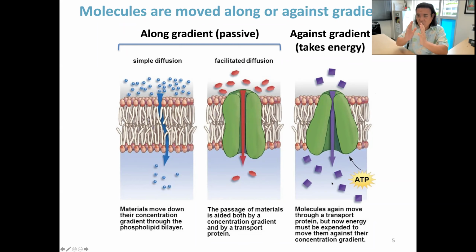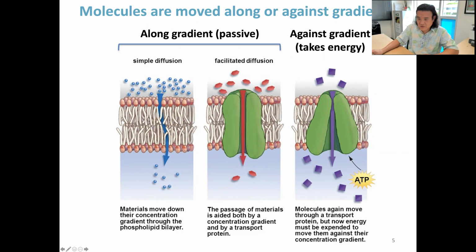But the protein doesn't want to just passively change its shape, because if it's open to the inside, like you see here, you have all these purple squares on the inside that would preferentially want to shove the protein in the other direction. So in order for the protein to be able to force the purple squares through, it requires energy, in the form of, for example, a molecule of ATP.